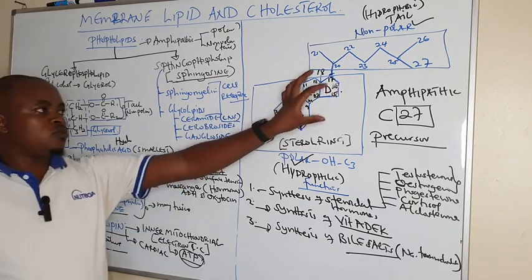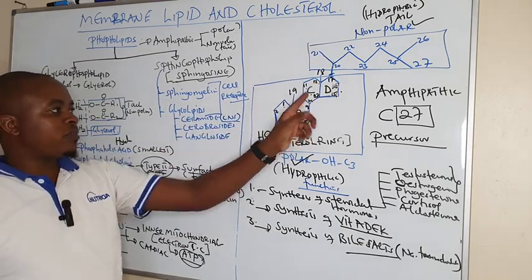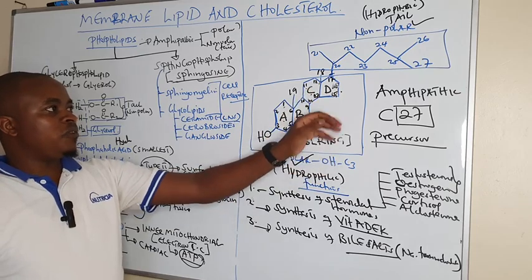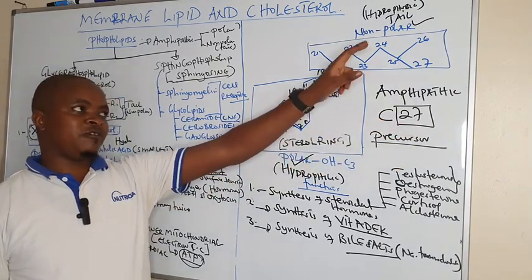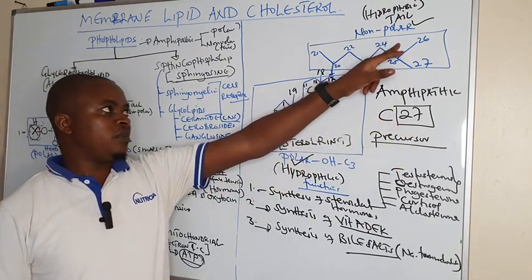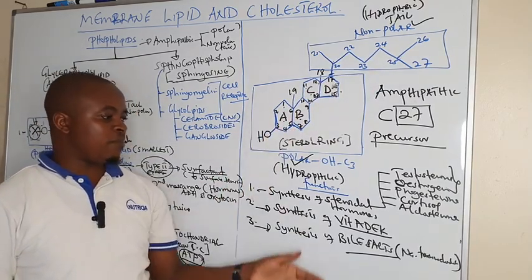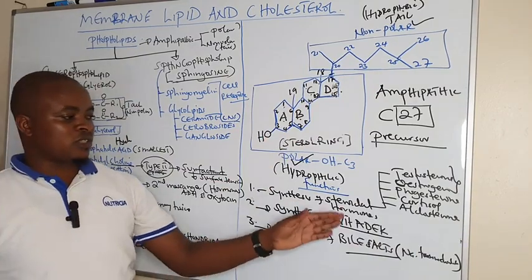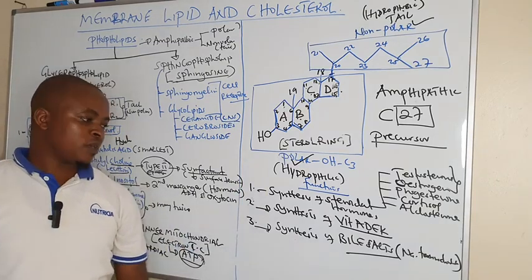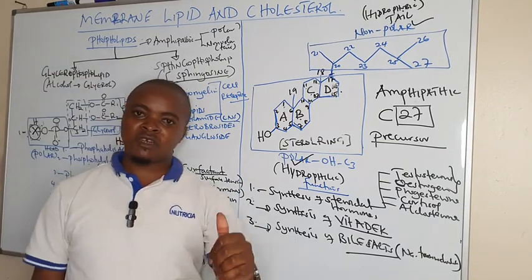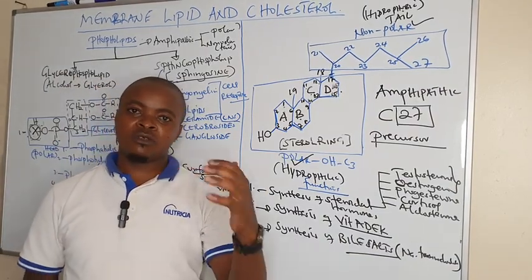And don't forget how to draw cholesterol with a sterol ring made up of 3 hexagons and 1 pentagon, with the total number of carbon atoms being 27, and it is amphipathic because the tail is non-polar and the head is polar. Then we have seen the major three functions: synthesis of steroid hormones, the fat-soluble vitamins, and bile salts, which are responsible for digestion of bigger lipid droplets into the cells.